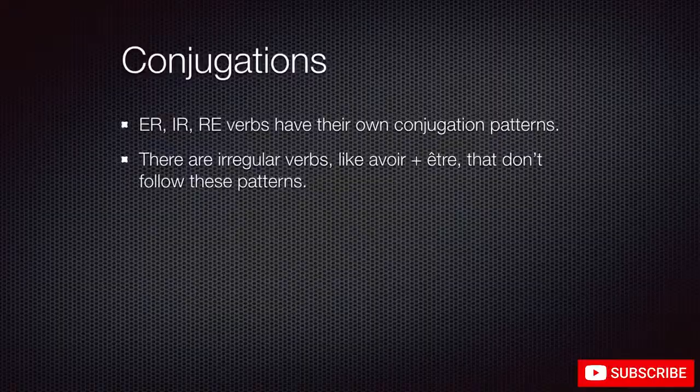Each of the three groups, the ER, IR, and RE verbs, has its own conjugation pattern. And of course, there are irregular verbs like avoir and être that we've already learned, which don't follow these patterns and that you'll need to learn separately.